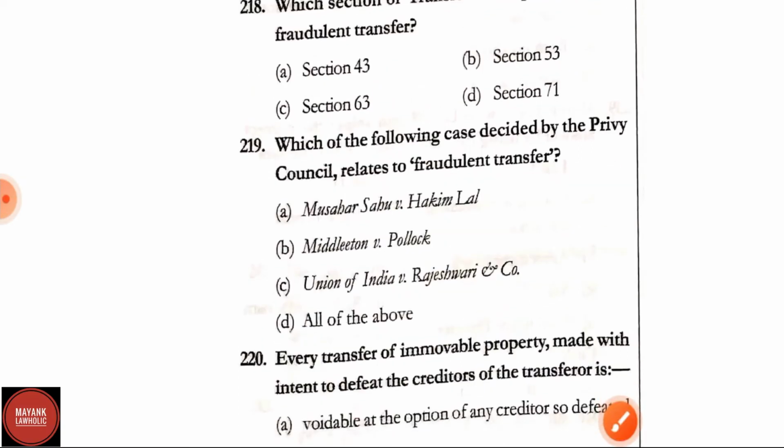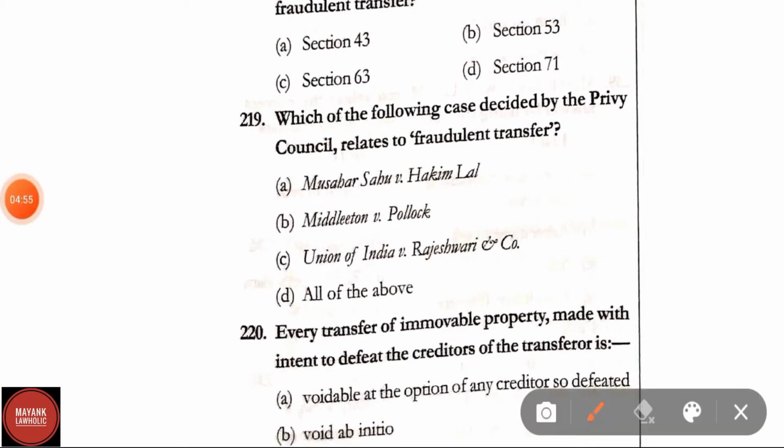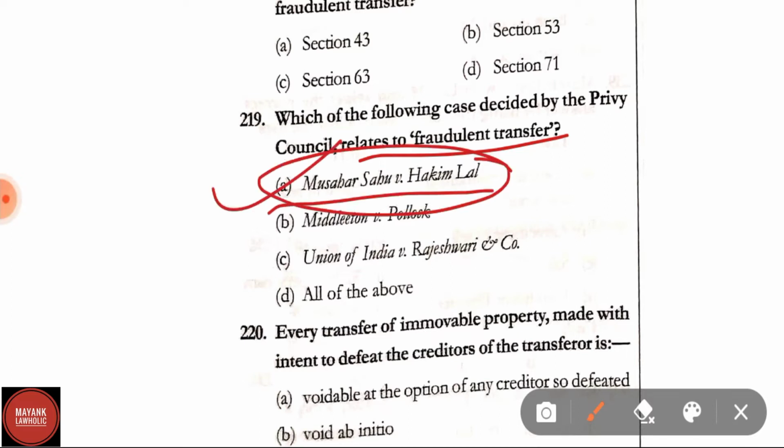Question number 219. Which of the following case decided by the Privy Council relates to fraudulent transfer? Correct case is Mushahar Sahu versus Hakim Lal. This is the right answer.